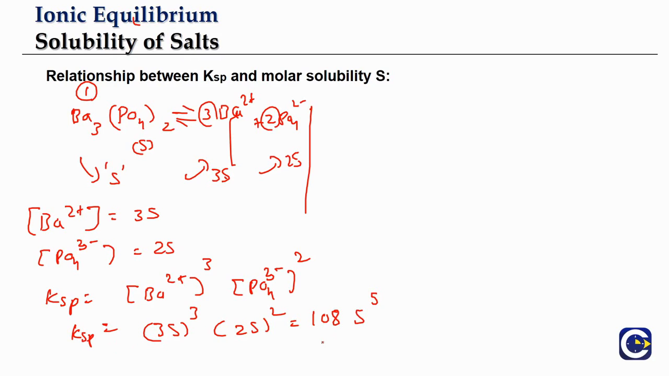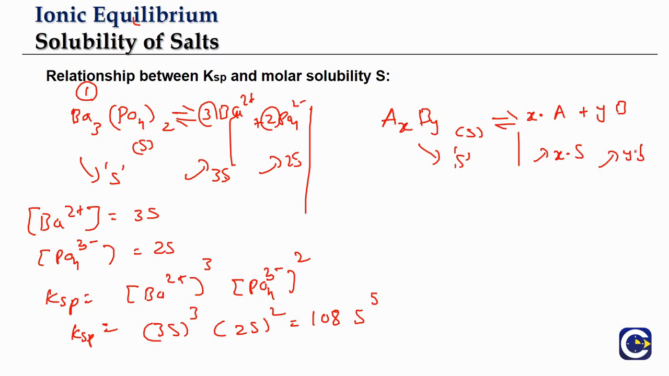So what is the formula? Ksp will be equal to 108 s power 5. And if you have a general salt, like AxBy, a solid, on dissolving it is going to give x number of A particles, I'm not giving the charge because we don't know whether it will be positive or negative, plus y number of B particles. A particles will be ions, maybe cations, maybe anions. B also will be ions, maybe cations, maybe anions. For every s moles per liter that we dissolve, we will get x times s for the concentration of A, y times s for the concentration of B.